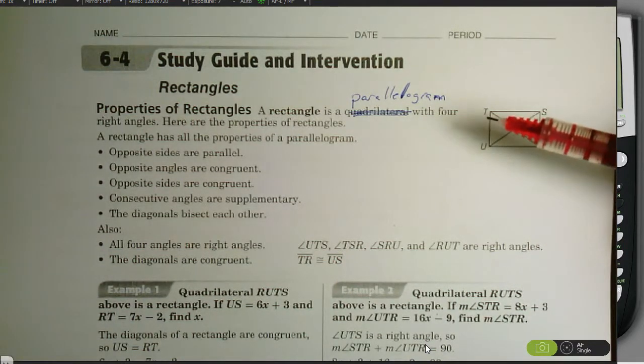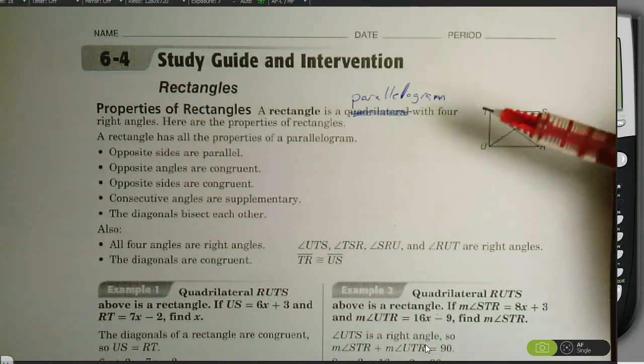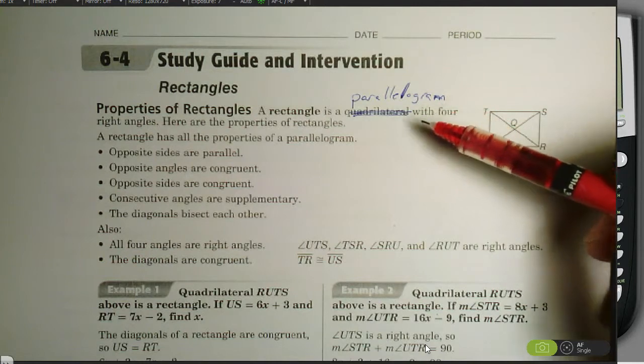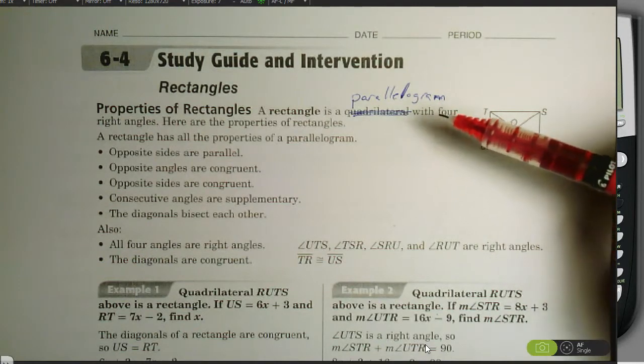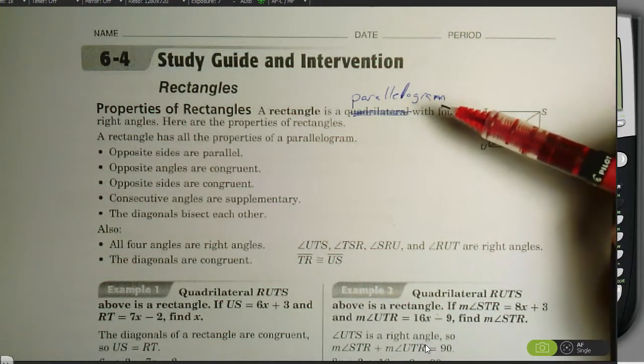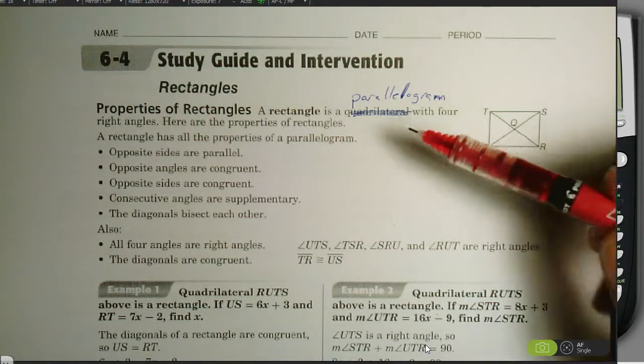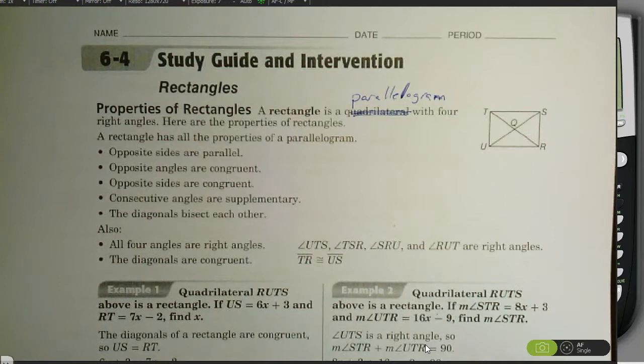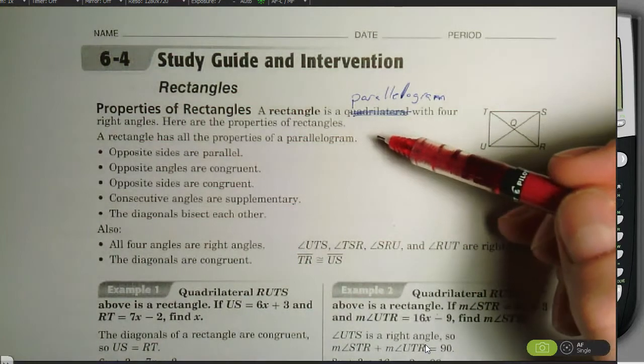So we're talking about rectangles, and the actual definition for a rectangle is a parallelogram with 4 right angles. The book did a weird thing in this sheet and put quadrilateral, but that's not the technical definition. The technical definition that I'll be testing you on, you need to know, is that a rectangle is a parallelogram with 4 right angles. And we define it that way on purpose.